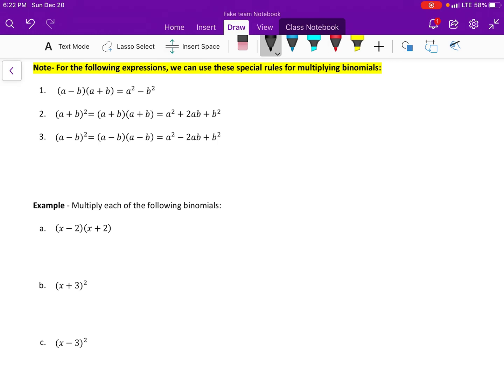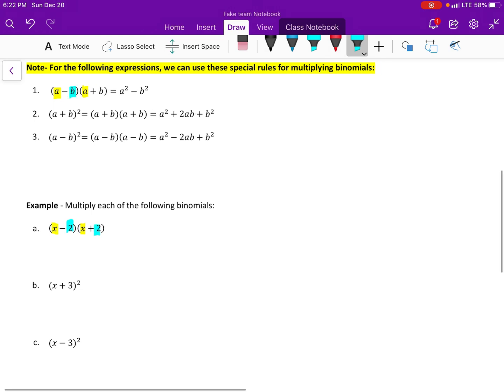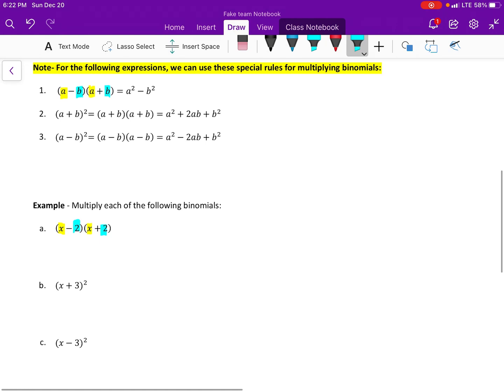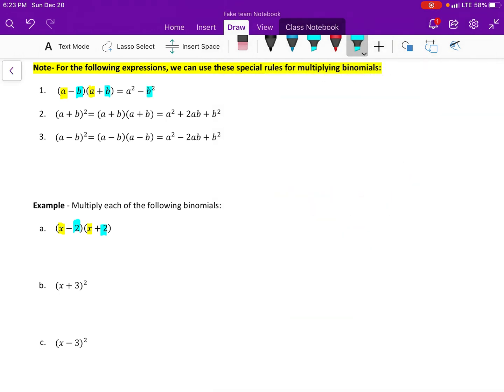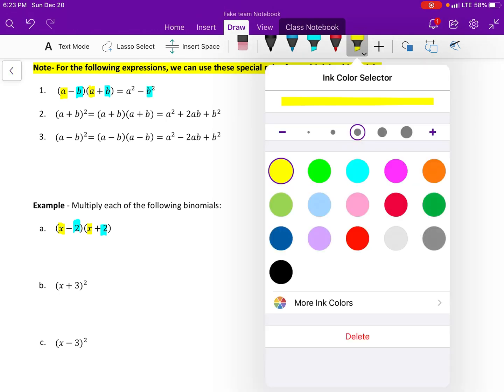So our first one, we have x minus 2 times x plus 2. Now that's going to fall under our first category. So what we want to do is identify what is our a and what is our b. In this case, our x is going to be our a value, and our 2, see how we're adding and subtracting 2? That's going to be our b value. And so what we're going to do is plug these values in and see what we get.